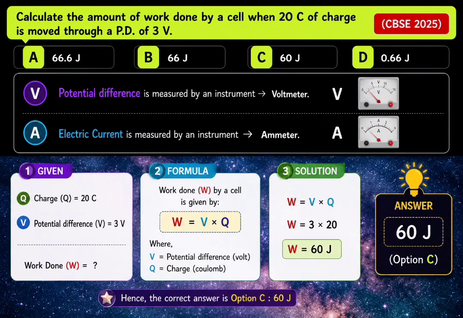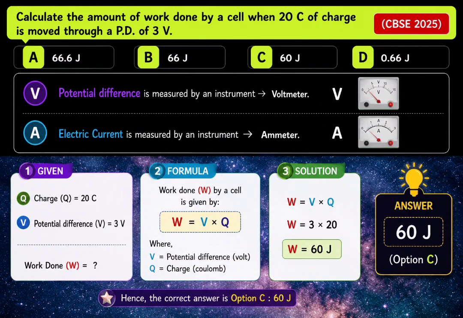Today we are diving into some highly important repeating previous year questions from class 10th electricity. Let's jump into the conceptual numerical asked in CBSE 2025. The question says: calculate the amount of work done by a cell when 20 coulomb of charge is moved through a potential difference of 3 volt.